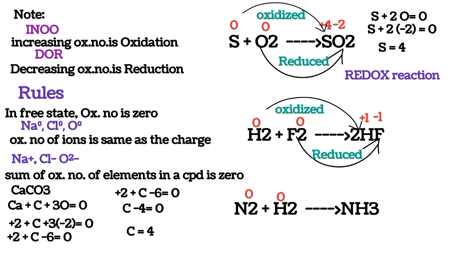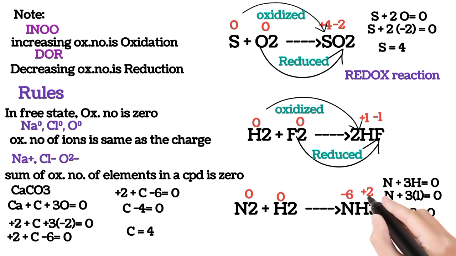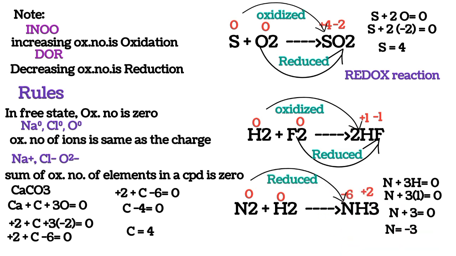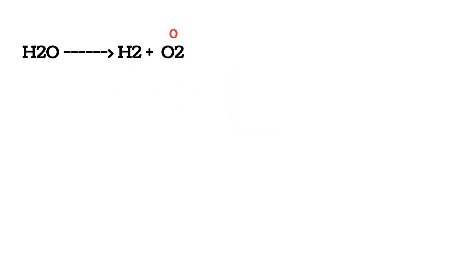Let's look at N2 plus H2 to form NH3. In the free state, nitrogen has an oxidation state of 0 and hydrogen an oxidation state of 0. So to get the oxidation state of nitrogen in NH3, we say N plus 3 hydrogen equals 0. Hydrogen has an oxidation state of +1. So N plus 3 into 1 equals 0. So N plus 3 equals 0, and N will be -3. So the oxidation state of nitrogen is -3, while that of hydrogen is +1. So we say from 0 to -3 is reduction, while from 0 to +1 is an increase, and that is what? Oxidation.